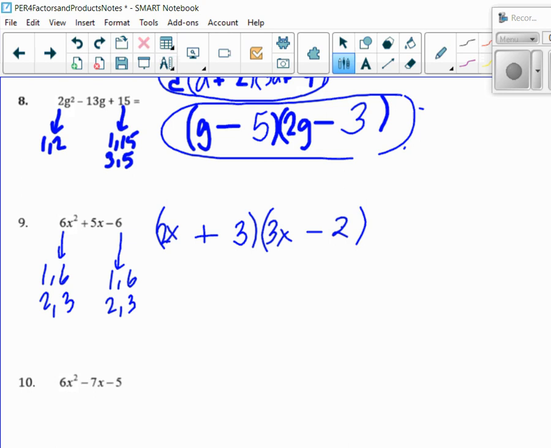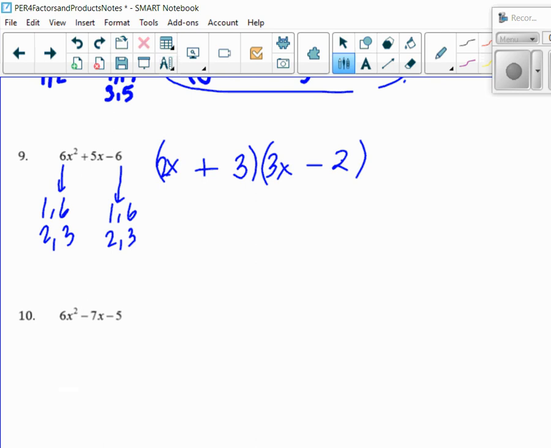So let's just check to make sure I did this right. 2x times 3x is 6x squared. Outer is minus 4x, inner is plus 9x, and then last is minus 6. So that did work. Okay, we're running a little bit short of time. So is there a GCF I can take out in number 10? No. So I'm going to go directly to factoring.